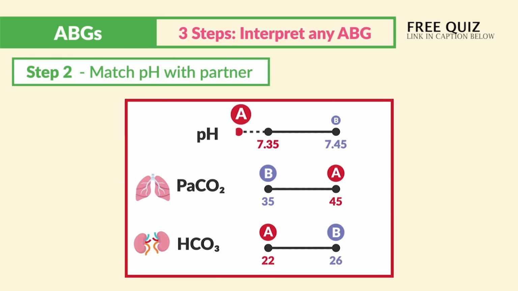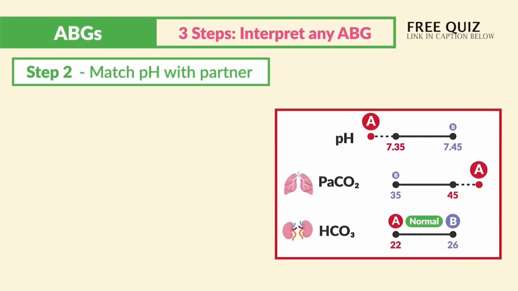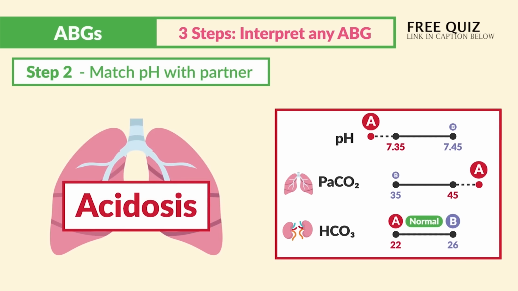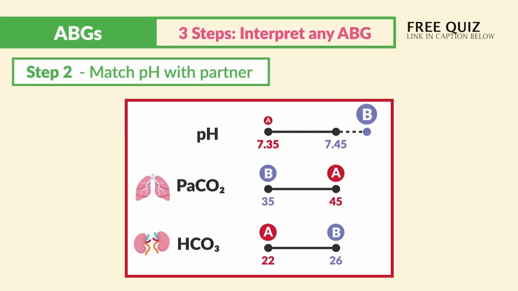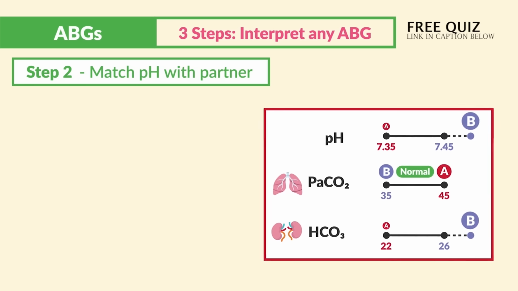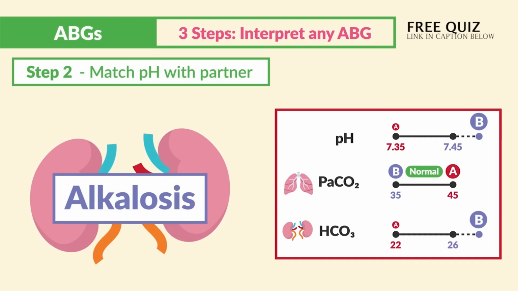Now, step 2, we match the pH with the partner below. Let's say the pH is an acid, and the CO2, our respiratory, is acid as well. And the HCO3, our metabolic, is in normal range. Well, the 2 acids with pH and CO2 make it respiratory acidosis, since the 2 acids match, and our little lung icon here tells us it's a respiratory problem. Now, if we have a pH that is base or alkalosis, and a CO2 that's a normal range, and the HCO3 is high, very alkalotic, well then we have metabolic alkalosis, since the 2 bases match, and it's a metabolic problem here.